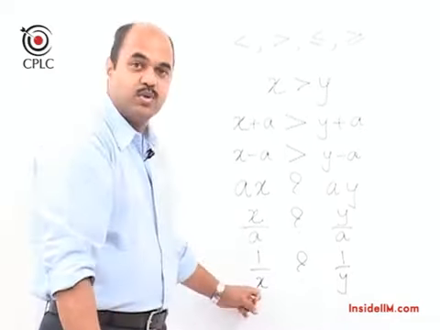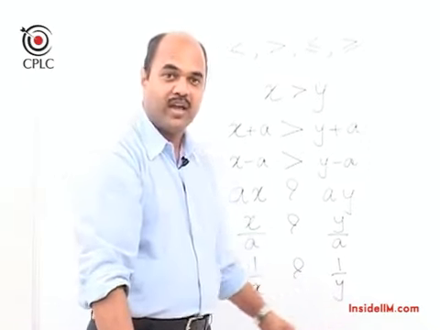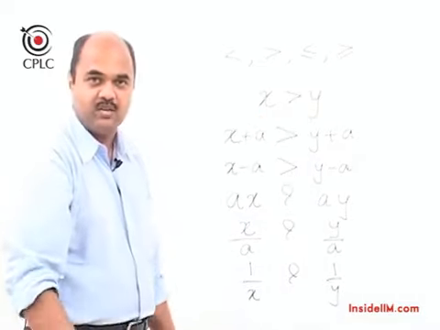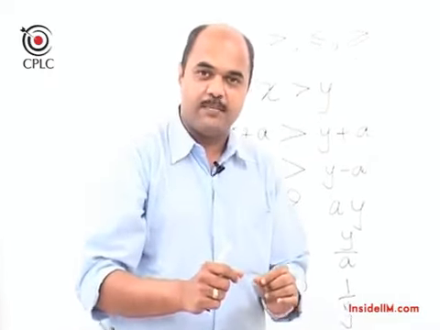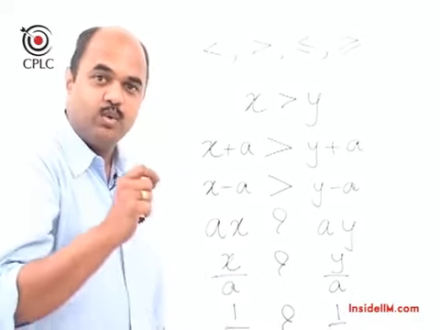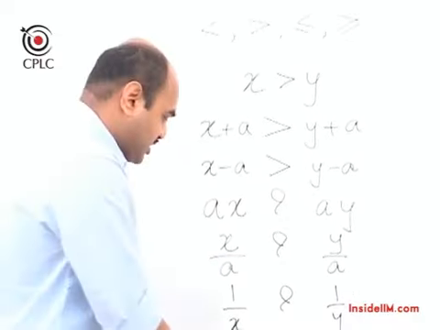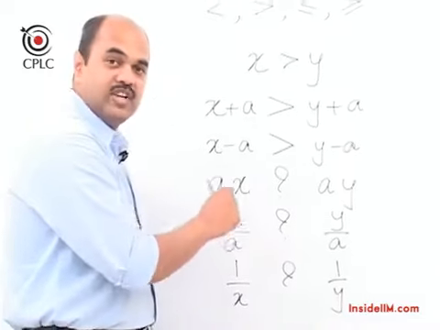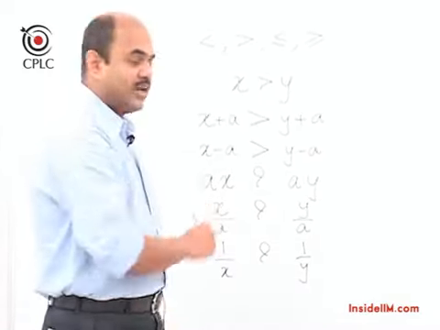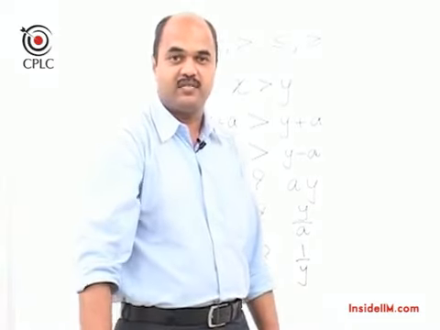And 1 upon x will remain greater than 1 upon y if, to start with, x was positive and y was negative. If you try to fit in examples where both x and y are of the same sign, then you will over and over again prove it to yourself that 1 upon x will always be less than 1 upon y. But don't miss out this possibility where x is positive and y is negative.